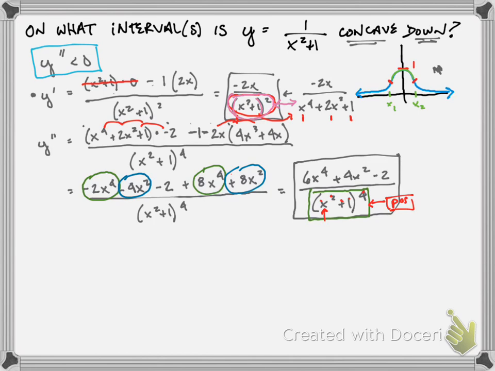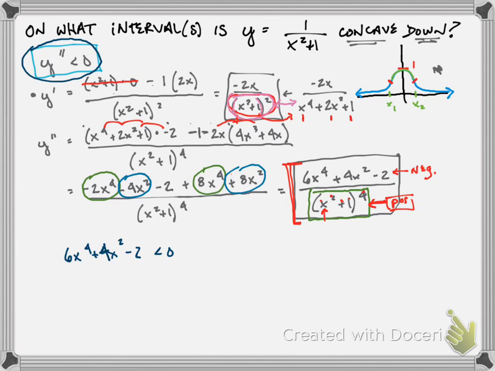Now, the question is, where will this whole thing be negative? Well, the only way that the whole thing is going to be negative if the denominator is already positive is if the numerator is negative. Okay? So let's consider that for just a moment. I need the numerator to be negative. And so I can write a simpler question. The original question is, where are we concave down, which is the same as saying, where is y double prime negative? And we've simplified the question by now saying, where is 6x to the fourth plus 4x squared minus 2 less than 0?